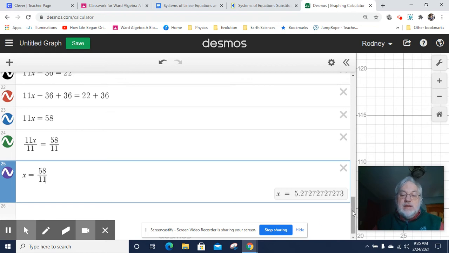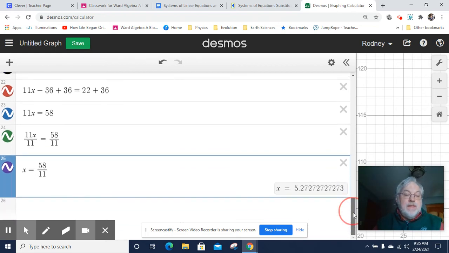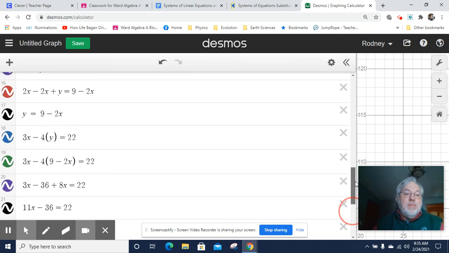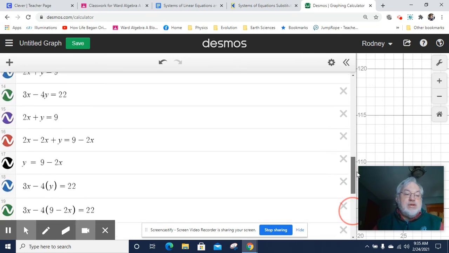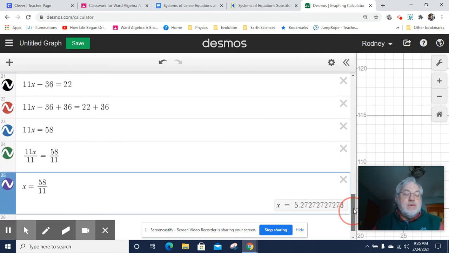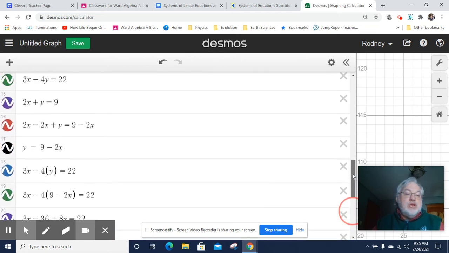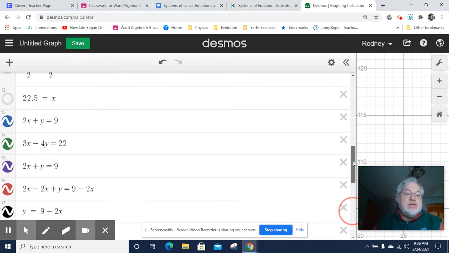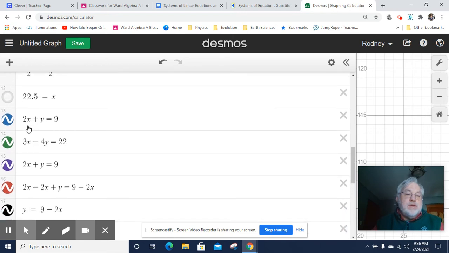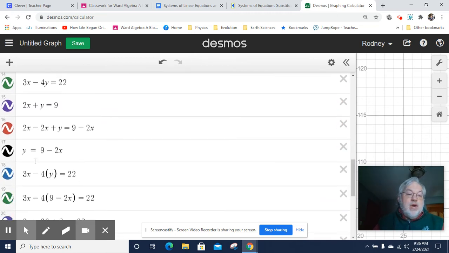All right, at this point, I have choices. I have 58 over 11. I can go back to one of my original equations and figure out what y is with 58 over 11. So I can use one of my original two equations, these two here, 2x plus y equals 9, and 3x minus 4y equals 22. I could also use the one where I've already isolated y, and that's actually what I'll probably do.